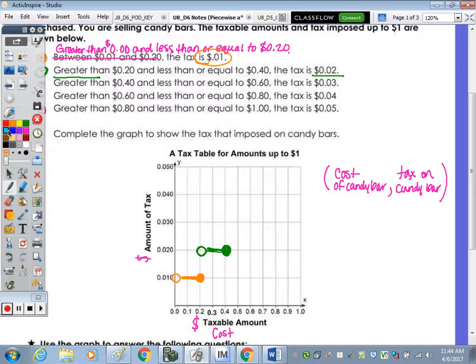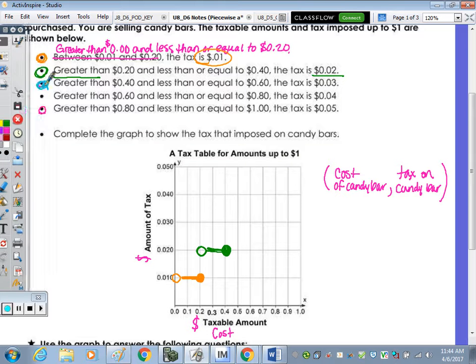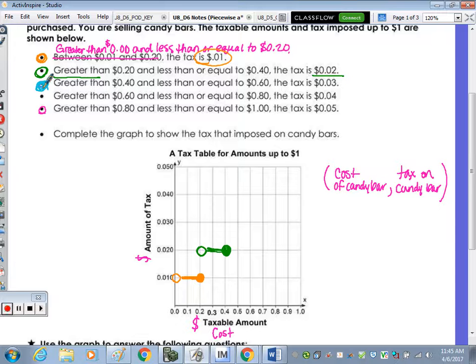In pink, actually, let's do this light blue. I'll graph this third bullet. Greater than 40 cents.